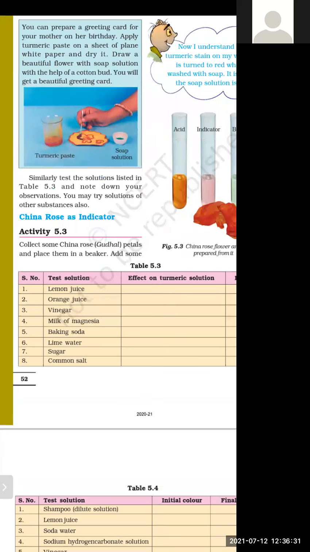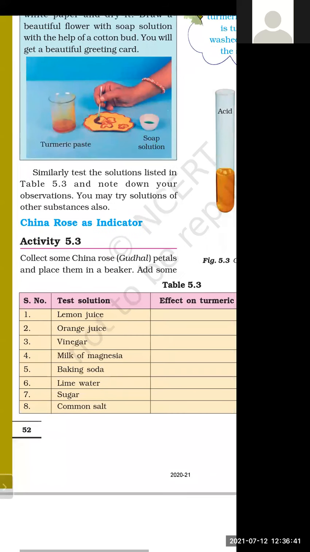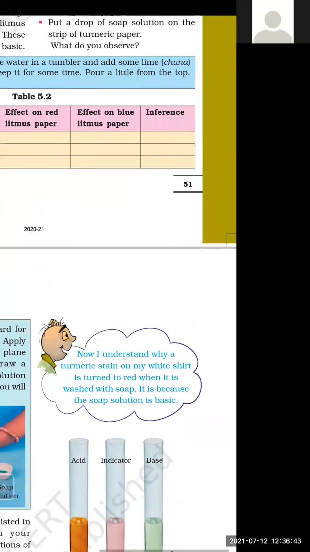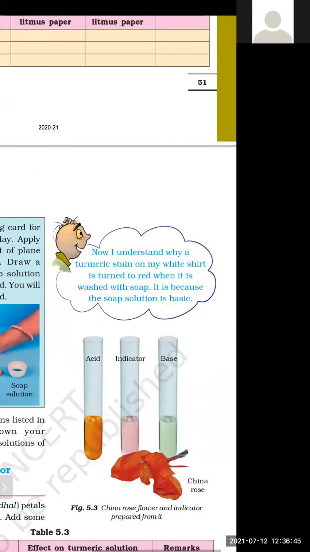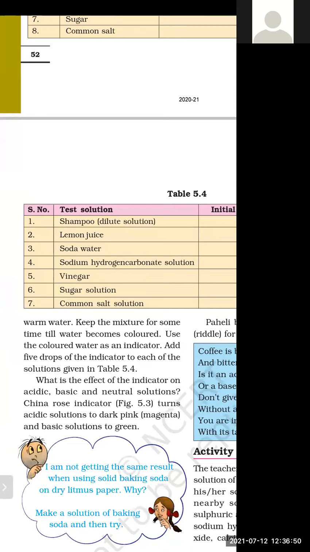Activity 5.3. Collect some China rose, which is known as gudhal, petals and place them in a beaker. Add some warm water. Keep the mixture for some time till the water becomes colored. Use the colored water as an indicator. Now our indicator is ready, which is made from the petals of China rose.